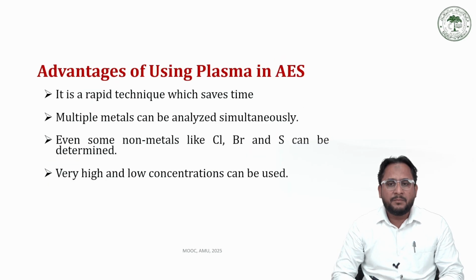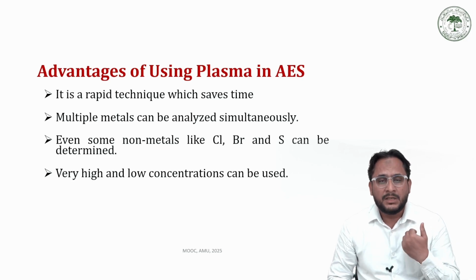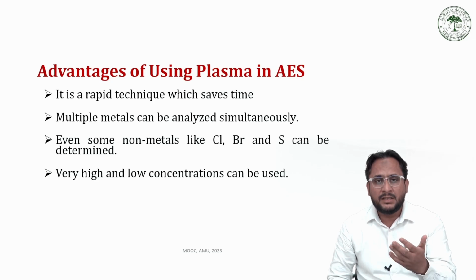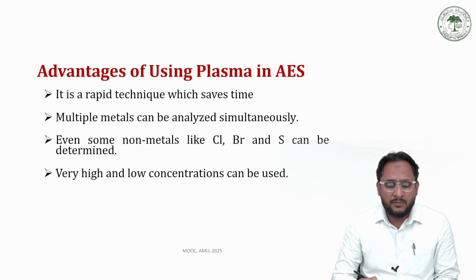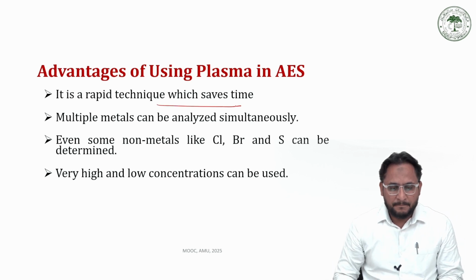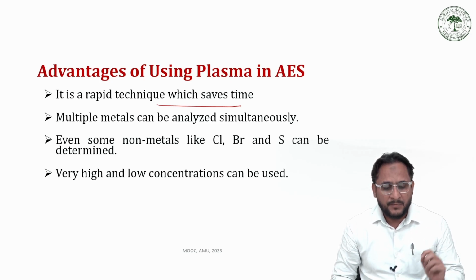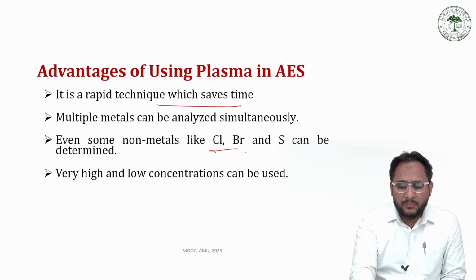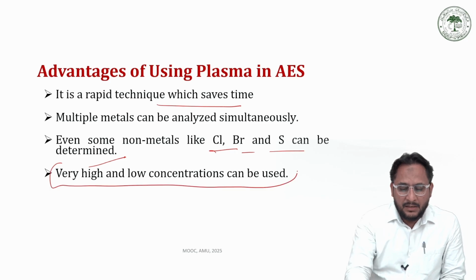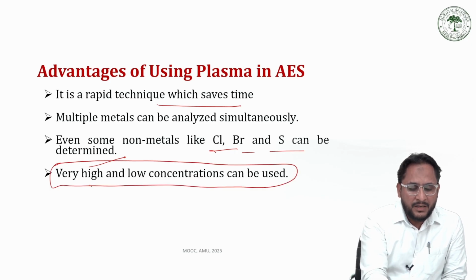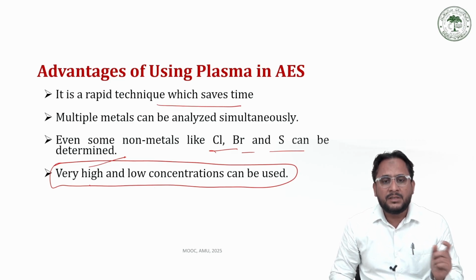Now, advantages of using a plasma in atomic emission spectroscopy: it is a rapid technique because it offers very high temperature, very high thermal energy, so it immediately transforms sample into vaporized and ionized form. So it saves time. It is very quick. It can be used for multiple analysis simultaneously. Even some non-metals like chlorine, bromine, and even sulfur can be determined by this technique. And this technique can be used for very high as well as low concentrations, for even concentrated as well as dilute samples.